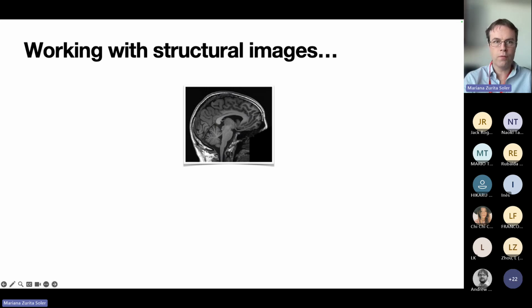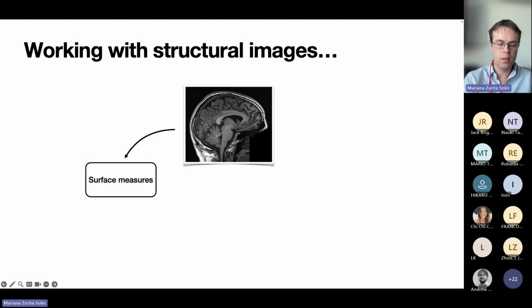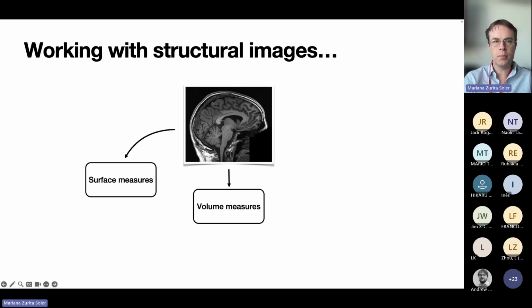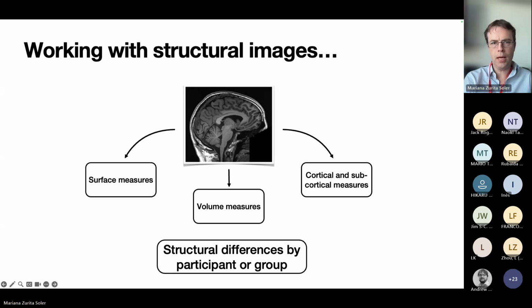In terms of working with structural images, we have a number of metrics we can work with. We can work with surface measures, often through something like FreeSurfer, and volume measures, which may be the traditional ROI approach, such as some of the manual approaches, also VBM. FreeSurfer also outputs volumes, subcortical and cortical measures. And we might want to look at the structural differences by the different participant groups.